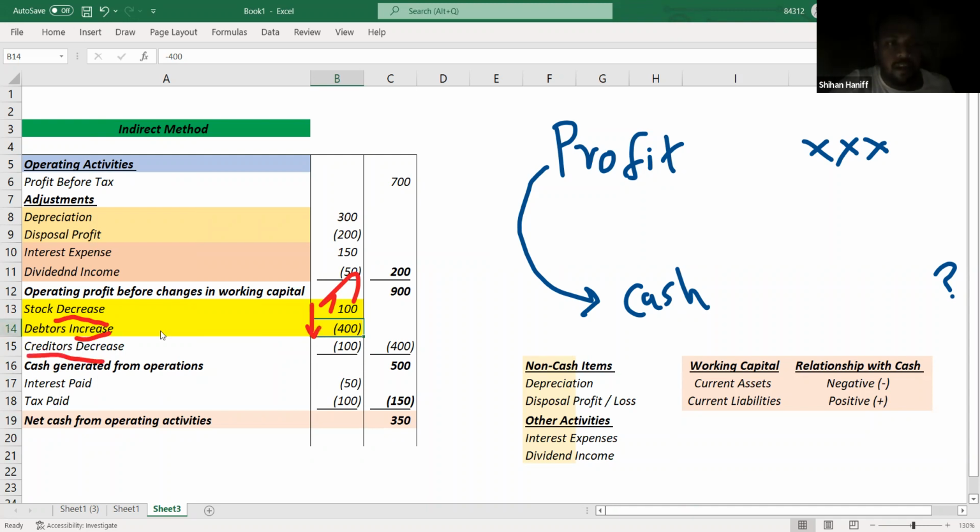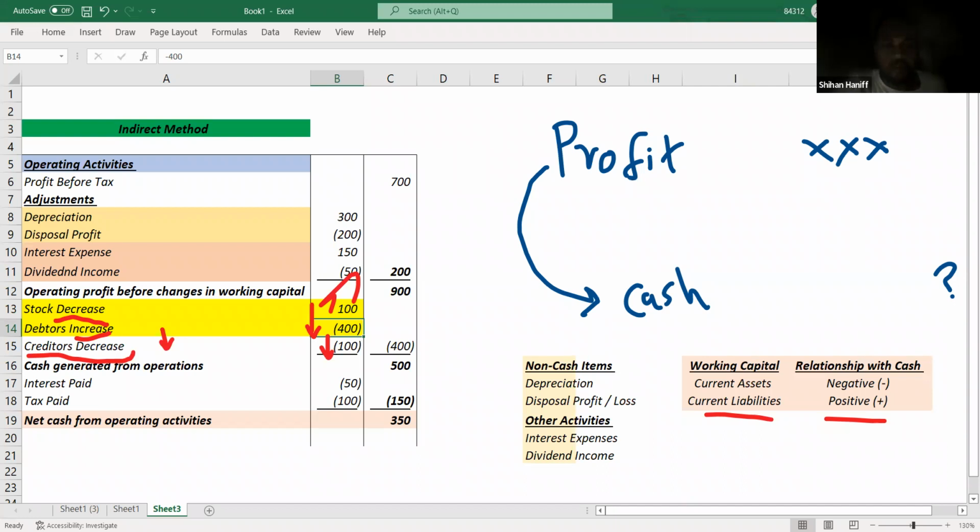Then current liabilities, decrease means cash also decreases. So current liability is a positive relationship. When the liability increases, cash also increases. When the liability decreases, assume that trade creditors decrease, payables reduce. Why is payable reducing? Why is trade creditor reducing? Because we have paid money to them. So cash decrease means liability decrease. So that is the summary on this.